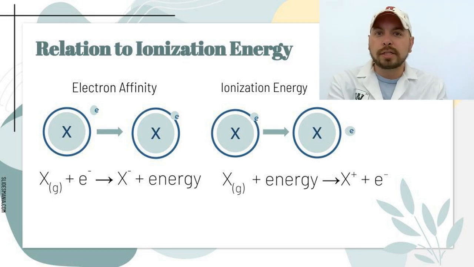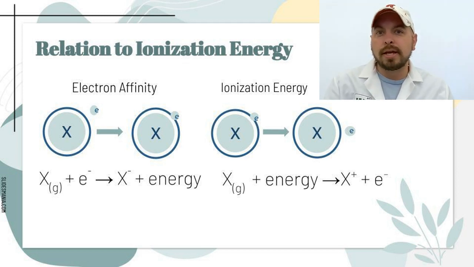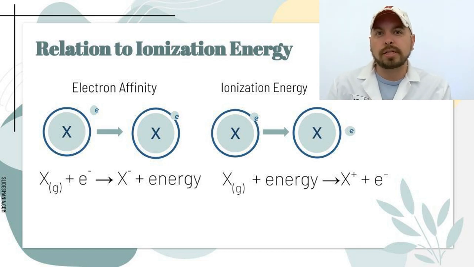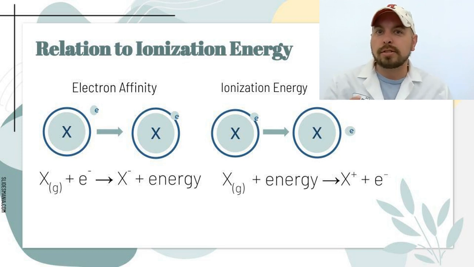So if we look at this process in what we would see as a chemical formula, you can see for electron affinity, energy is on the right side of the arrow. That's the product side of the arrow. So energy is being released as a result of this process. For ionization energy, the energy is on the reactant side. It is on the side where you're adding energy into this process to force the electron away from the nucleus. Again, they are not opposites of each other. They are completely different processes.